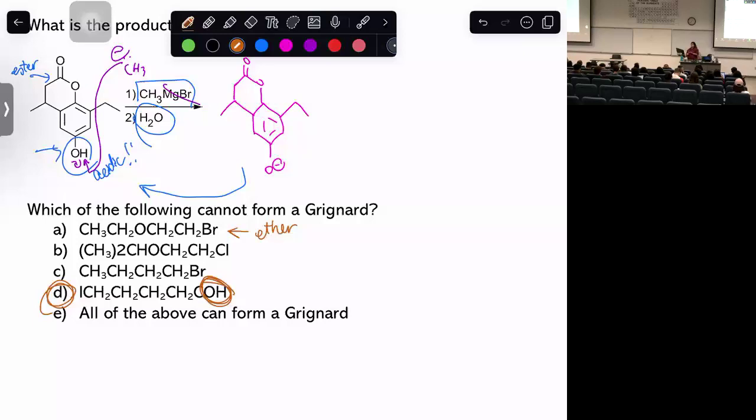How do I know I'm doing a reduction? What's the main change? Exactly. We're decreasing the amount of bonds between carbon and oxygen. How do we know we're doing an oxidation? Complete opposite. Exactly. Yes.